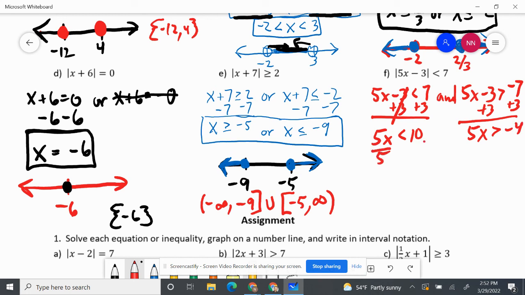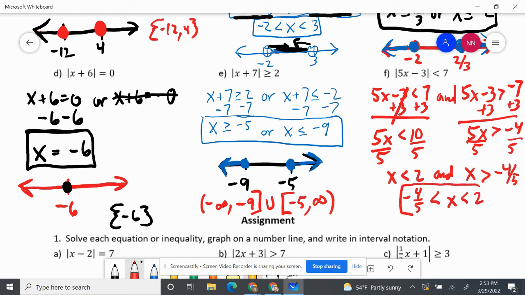I divide it by 5. So x is less than 2. And I divide it by 5. X is greater than negative 4/5. Now remember, I can write it as a compound inequality with x in the middle. It would be x greater than negative 4/5. The least number always goes first whenever you write it as one, and then less than 2. Once again, you can write it like this, or you can keep it like this one right above, whatever you prefer.